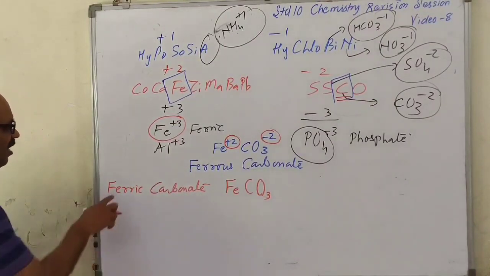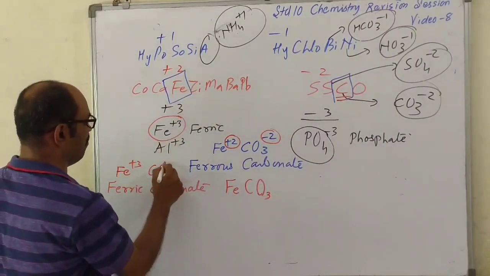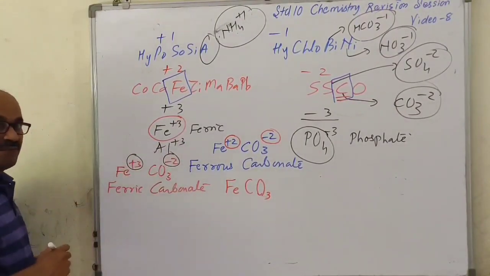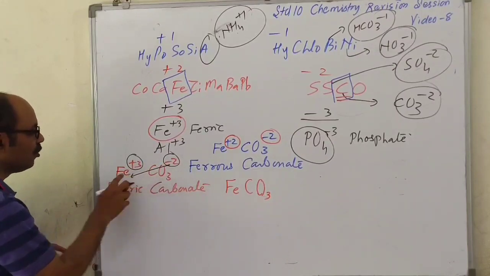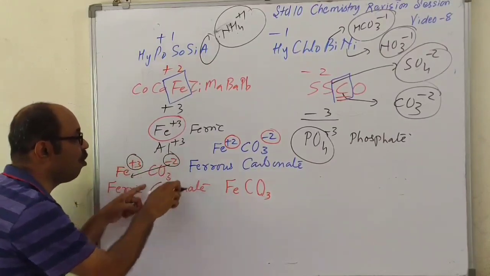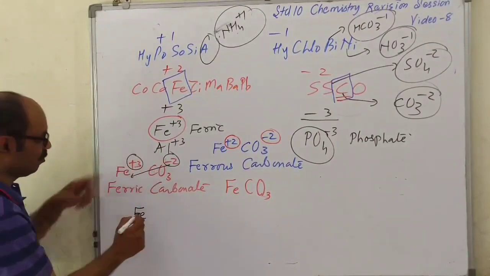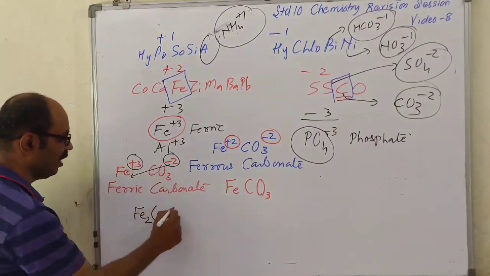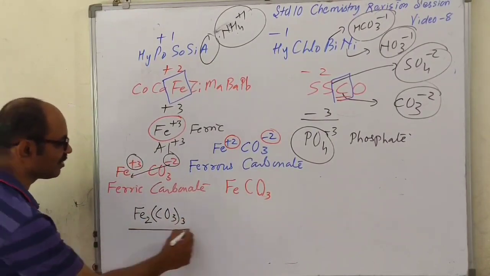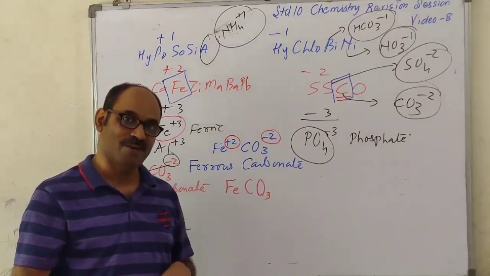What will be its molecular formula? Ferric is Fe+3, carbonate is CO3-2. This time, if you look at the valencies, they are different. So you cross this 2, you write as a subscript of Fe, and this 3 you have to write as subscript of the whole. So Fe, it's 1 atom, its subscript becomes 2. CO3 is a group of atoms, so it has to be written in brackets, and its subscript is 3. So this is the chemical formula or molecular formula of ferric carbonate. This is the chemical formula of ferrous carbonate.